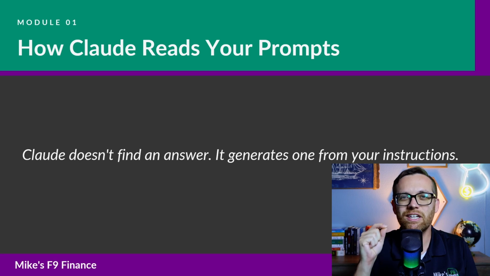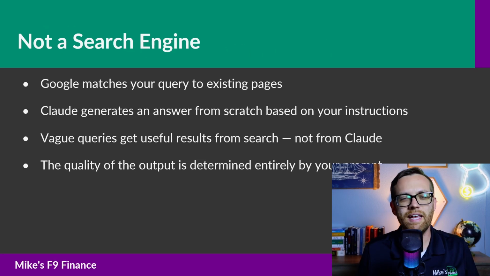This is the key shift in how you need to think about prompting. When you search Google, a vague query can work. You search coffee and you get coffee results. The search engine figures out what you probably meant. Claude doesn't do that. Claude reads your entire prompt as context before it writes a single word. Structure matters. Specificity matters. The order in which you present information matters.